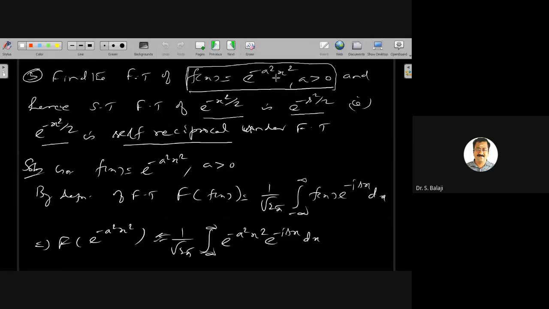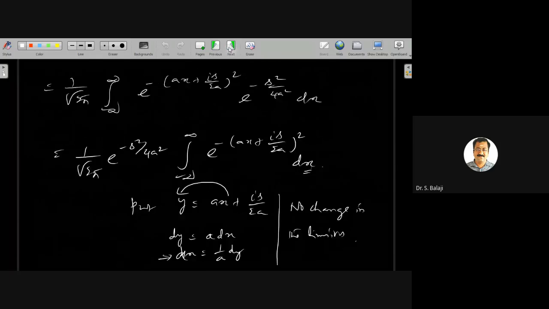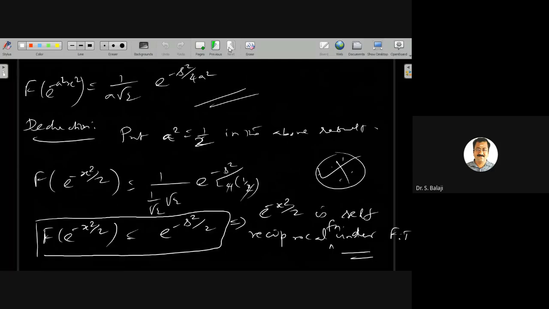Therefore, here a square equals 1 by 2, and you can get e power minus x square by 2. So in the deduction, you have to put a square equal to 1 by 2 in the above result. Therefore, we can get the Fourier transform of e power minus x square by 2.